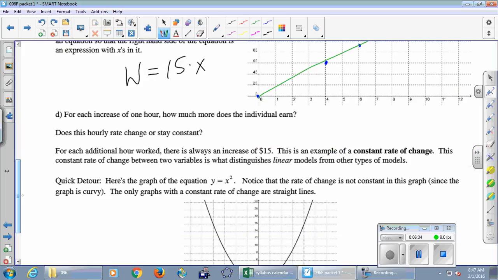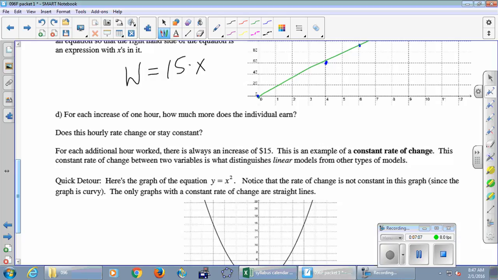For each increase of 1 hour, how much more does the individual earn? $15. Does this hourly rate change or stay constant? Constant. There are some places where it doesn't stay constant, right? When might your salary change working the same job? If you work overtime, or maybe a holiday, right? That's not described in this example. This is just a flat $15 per hour, and that is the rate at which you're earning. And for each additional hour worked, there's always an increase of $15.